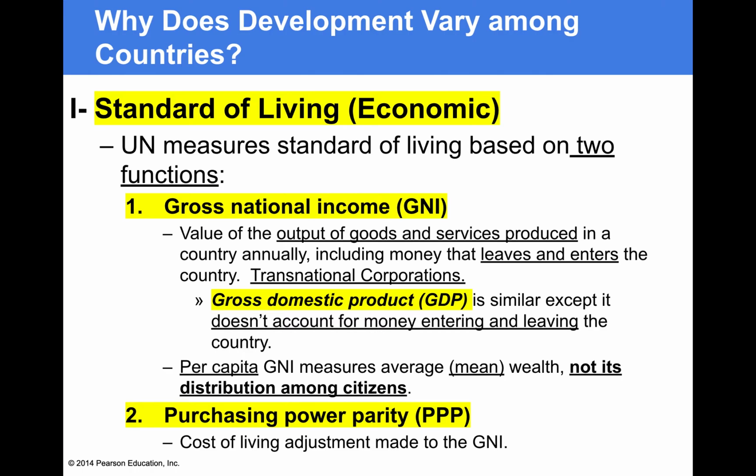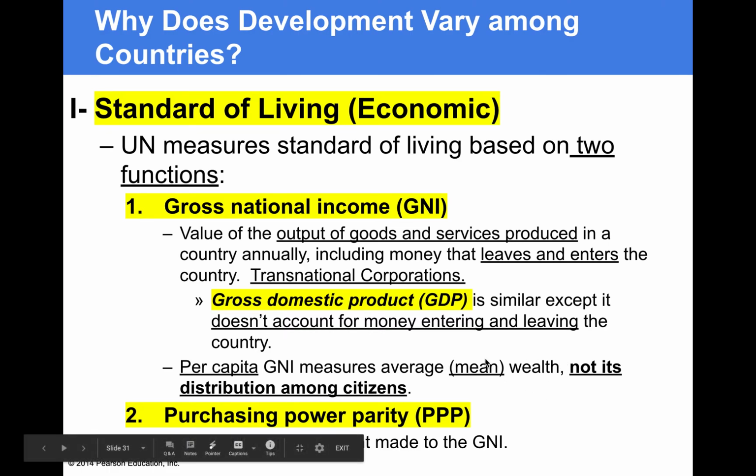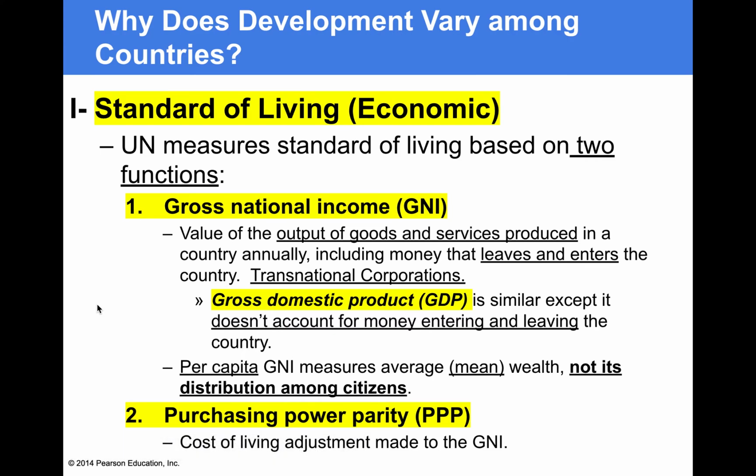Some textbooks use GDP. GDP does not account for the money that leaves the country, though. So it's not always an accurate measurement that's used. And then per capita is important because it shows the mean or the average. But again, a flaw in looking at standard of living and GNI is that it doesn't show the distribution of wealth amongst its citizens. Purchasing power parity is another factor that's used when looking at standard of living.